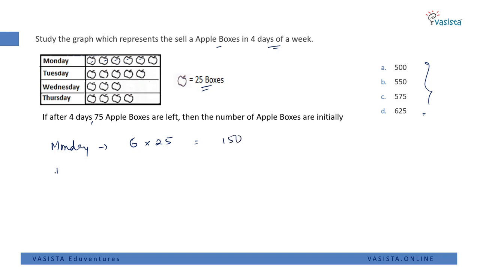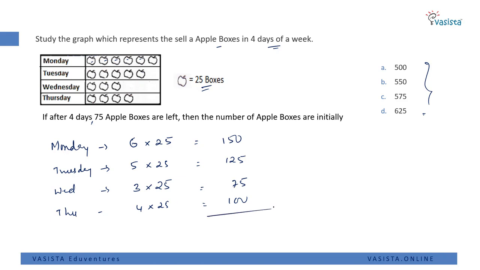Now Tuesday, it is similar to the first problem, right? So Tuesday, that is 1 2 3 4 5 into 25, which is going to be 125. Wednesday, how much? 3 apples, and that is 25 boxes each. So 25 times 3 is 75. And Thursday, which is going to be 4 into 25, which is 100.